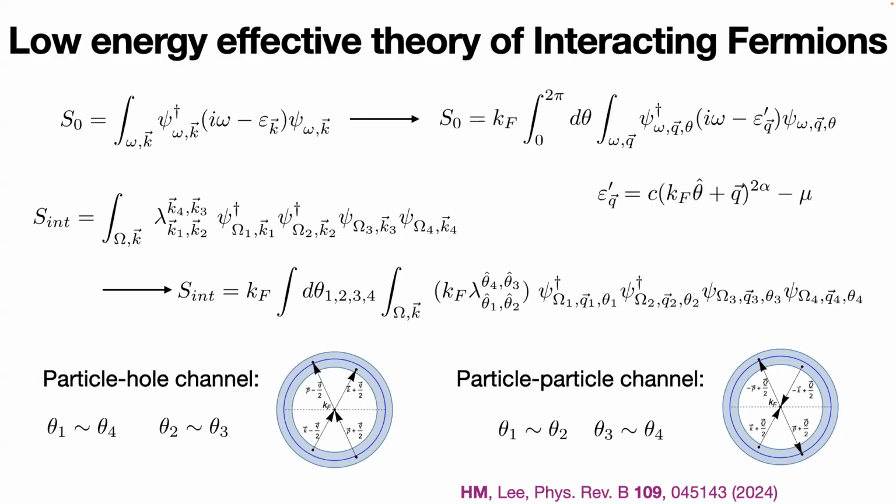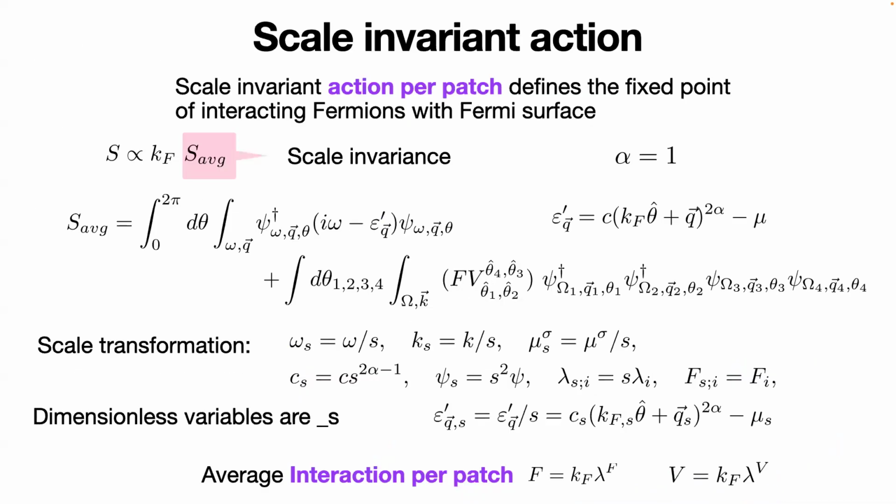That's why the integration measure for the free part is the volume of the zero energy space, that's the Fermi surface length. But the interaction has this volume squared as the integration measure. So we have KF squared in the interaction. Then we can follow the idea from the free fermion and define the scale invariant action. If you have the picture of patches in mind, it's still the action per patch.